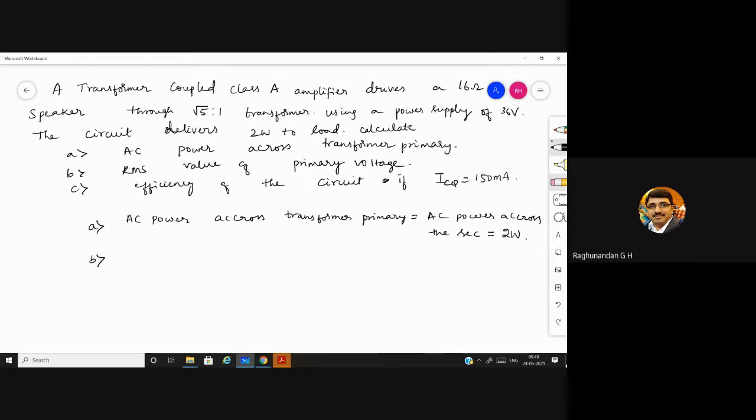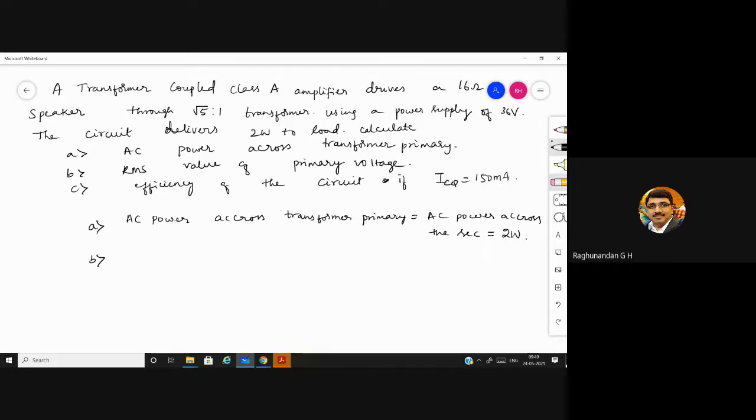Second one, RMS value of the primary voltage. See, first why we wrote like that is because the AC power across the transformer primary and secondary will be the same. That's why we took VM1 IM1 by root 2 is equal to VM2 IM2 by root 2. When it comes to power, you can write it directly if they have given the value. But when they are asking the RMS value of the primary voltage, then you need to find it.